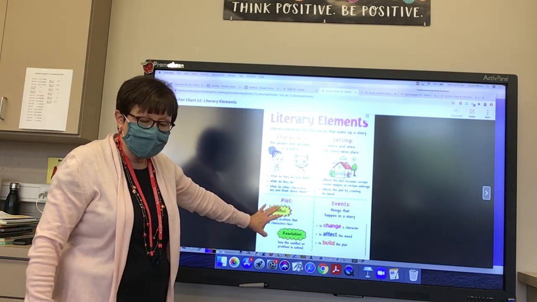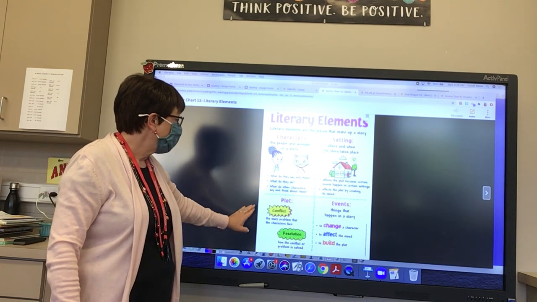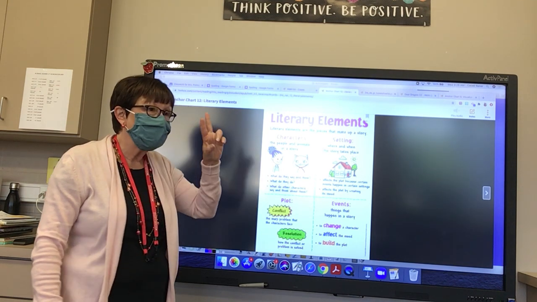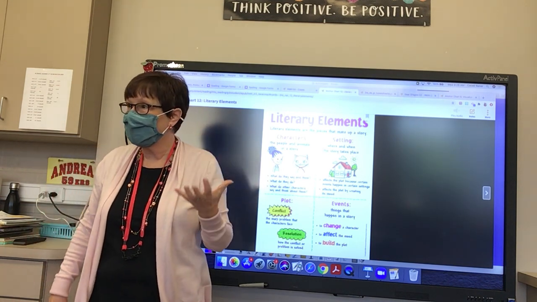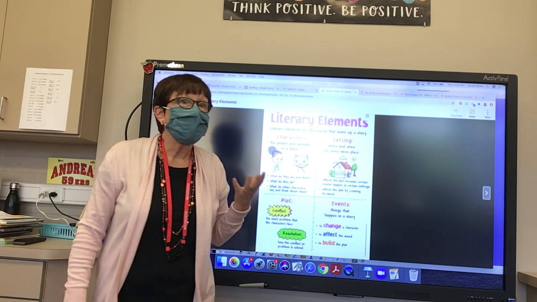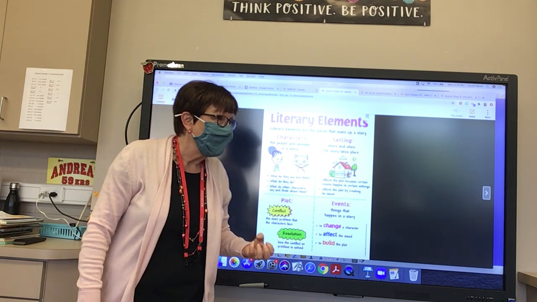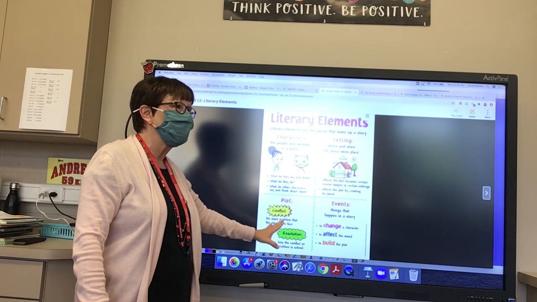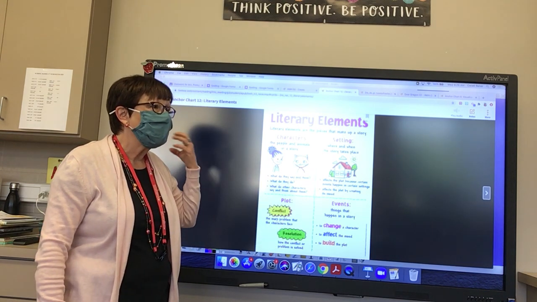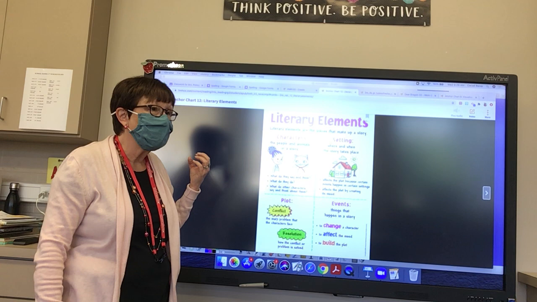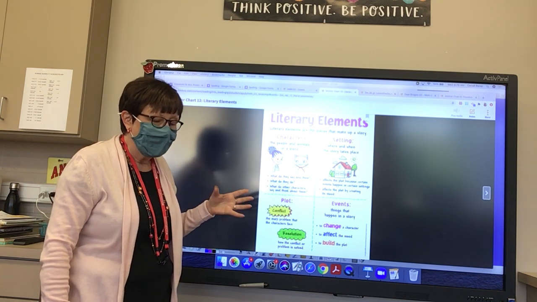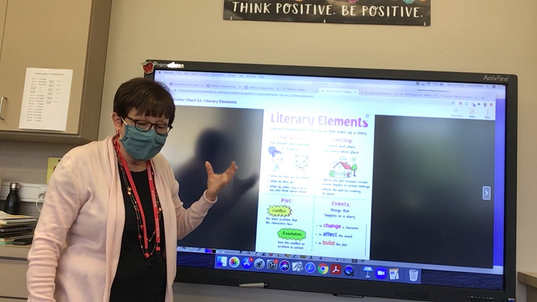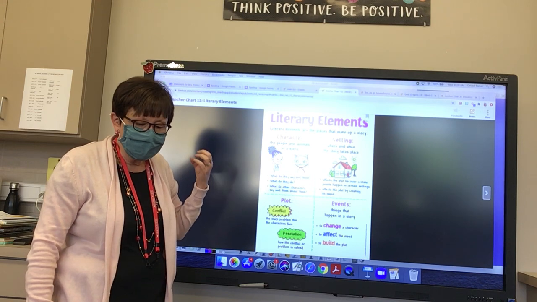Then we have our plot. A plot has two things in it. It always has a conflict, which is the problem in the story, and then we have a resolution, which is how the conflict or problem was solved. That is always very important in the story.